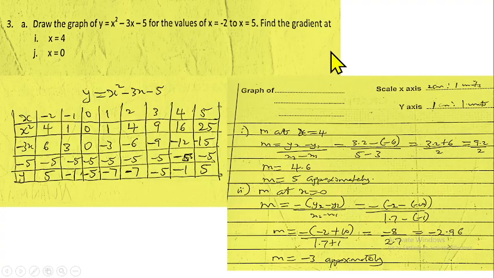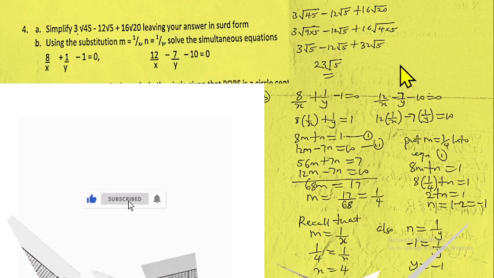Let's go to question number 4 quickly. The first part is on surds and the second is on simultaneous equations. Like I said, if you really want to understand surds very well, please visit the video that I made on surds. We talk about everything on surds in that video, so you may visit it to understand how to simplify surds. Simplify 3 root 45 minus 12 root 5 plus 16 root 20, leaving your answer in surd form.